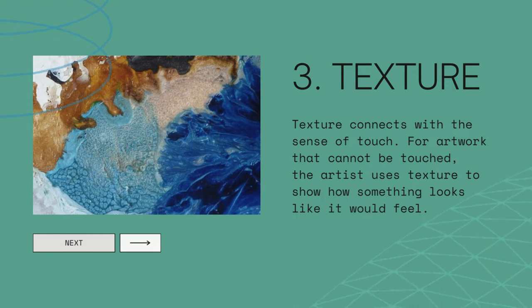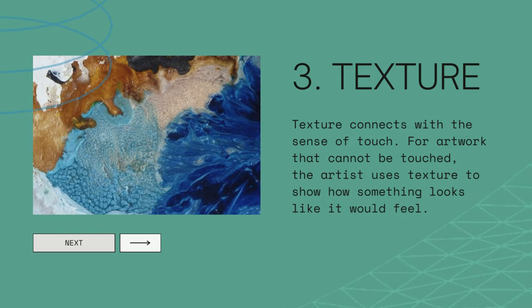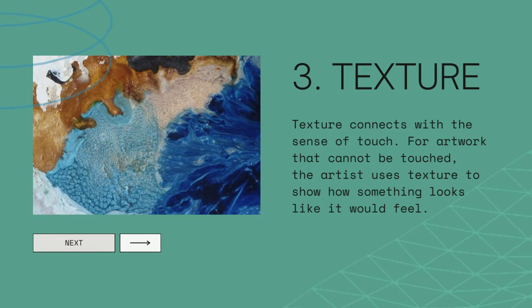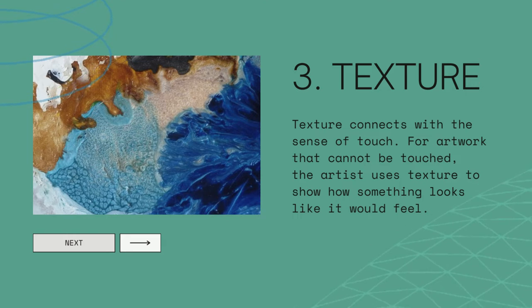Number 3, texture. It connects with a sense of touch for artwork that cannot be touched. The artist uses texture to show how something looks like it would feel.